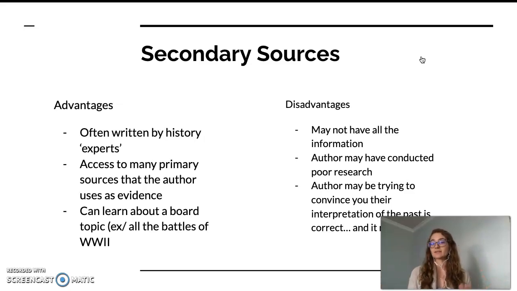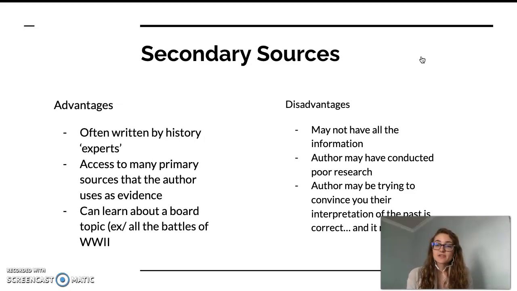So instead of reading a letter from a specific battle in World War II, we can read a book about all the battles of World War II and get a much broader overview instead of only learning about that very specific moment. But there are some disadvantages, just as there are with primary sources.